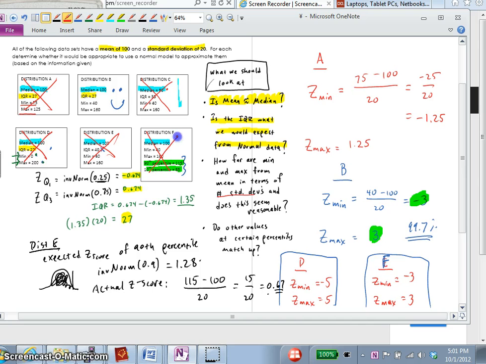So I don't think a normal model would be appropriate for that. Distribution B looks like the best candidate here. So if this is like a lineup of a bunch of criminals and we're trying to pick out the one that's normal or approximately normal, distribution B would be the one that I would pick.